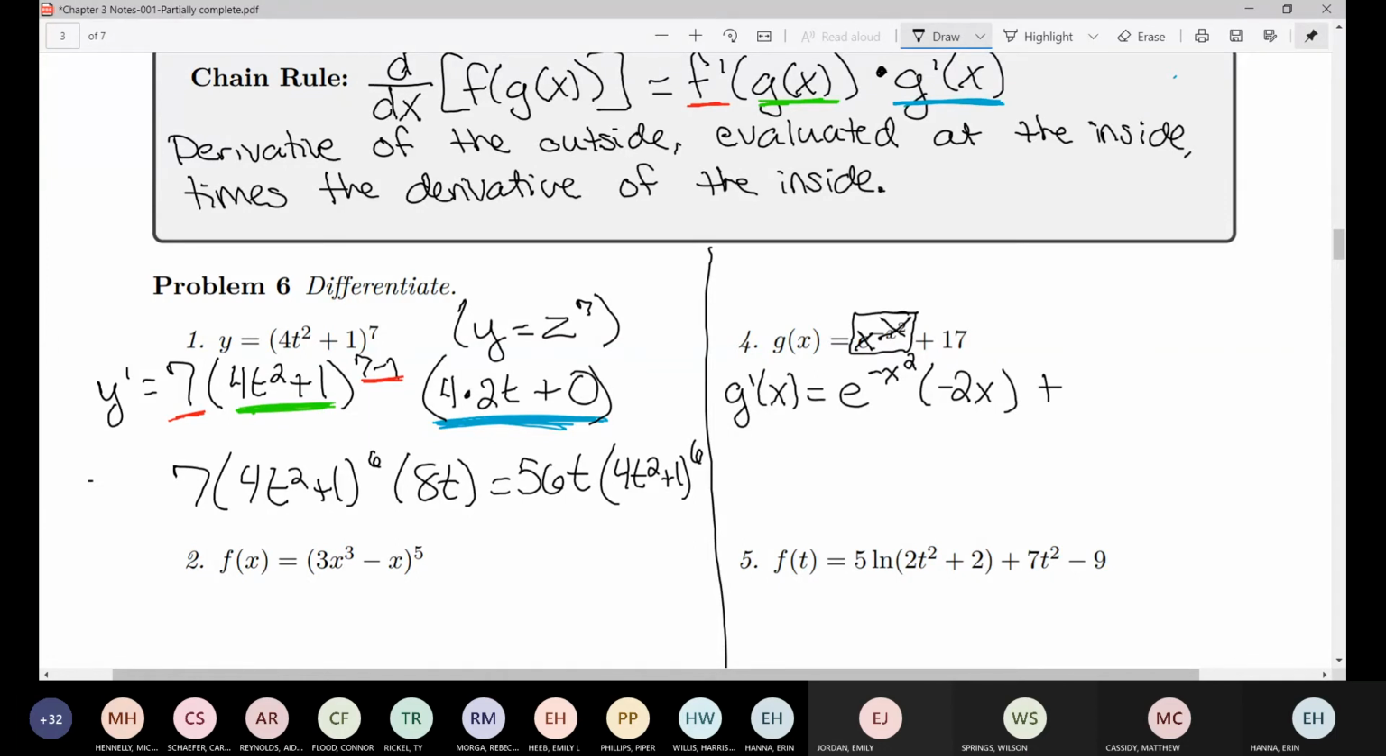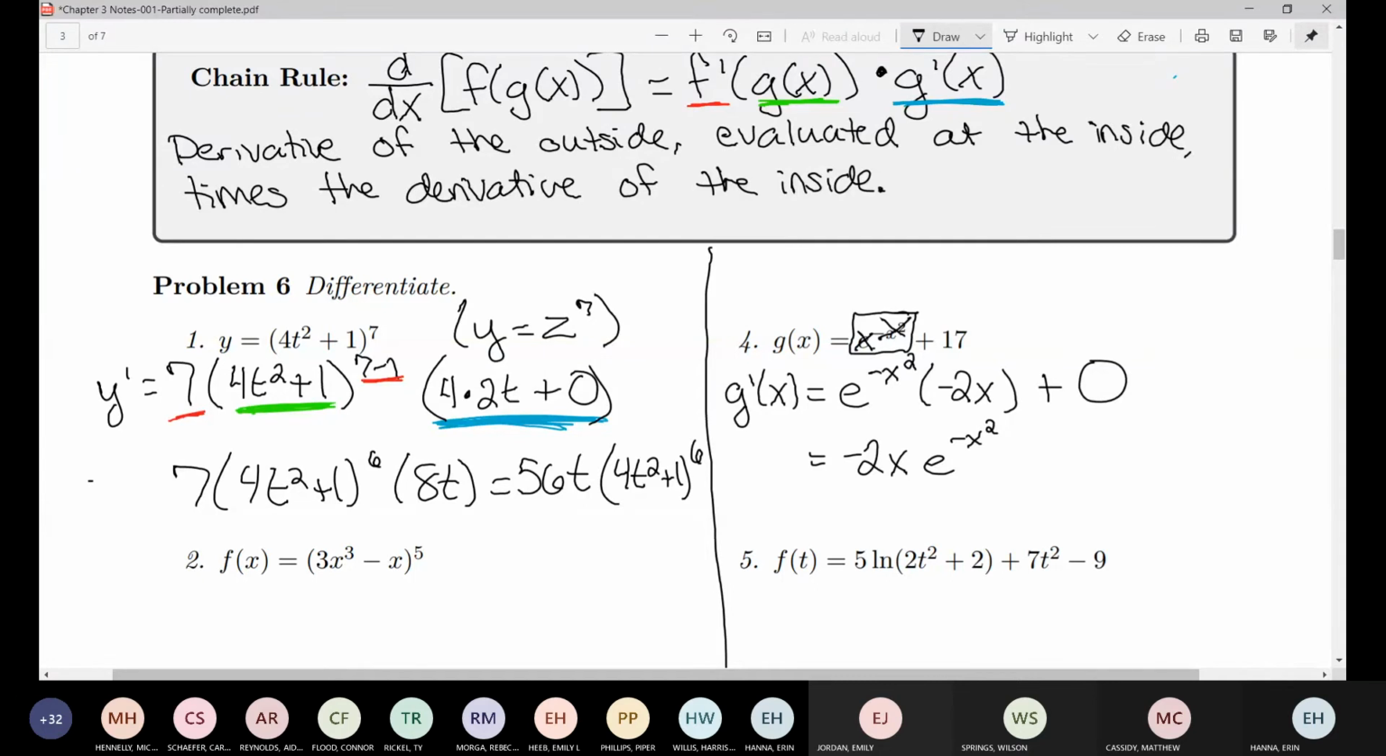So now I have to add that to the derivative of 17. That doesn't have an x attached to it, it's just a constant by itself, no variable. Derivative of constant is 0. Personal preference, I like to put everything that's not the e thing in the front and the e thing in the back, but whatever floats your boat.